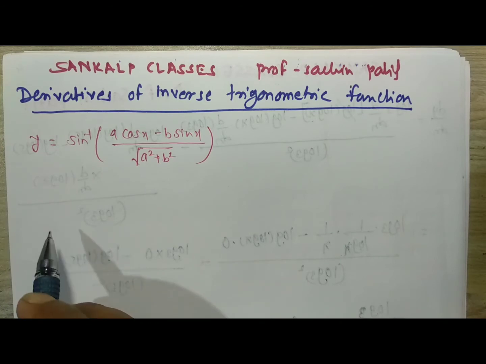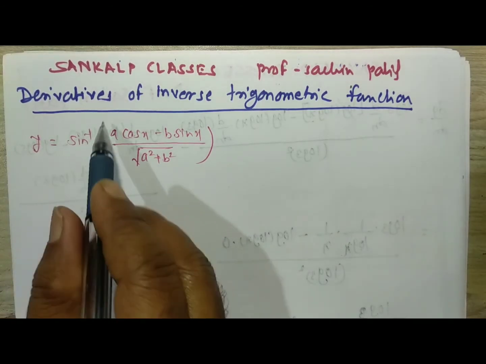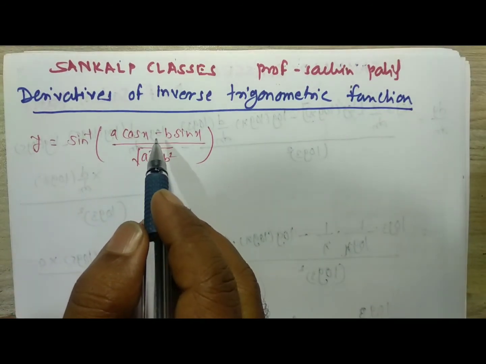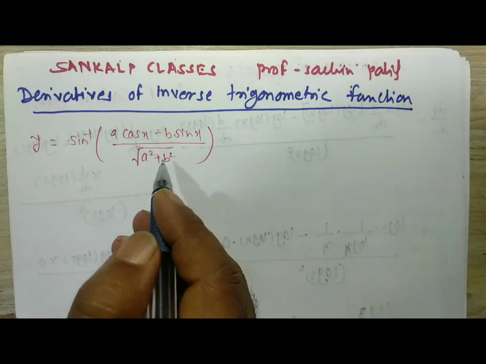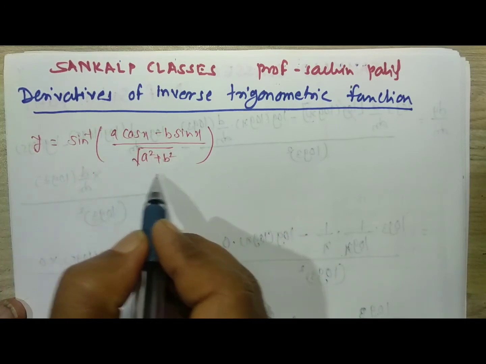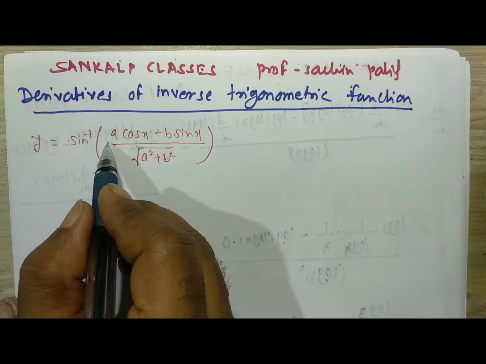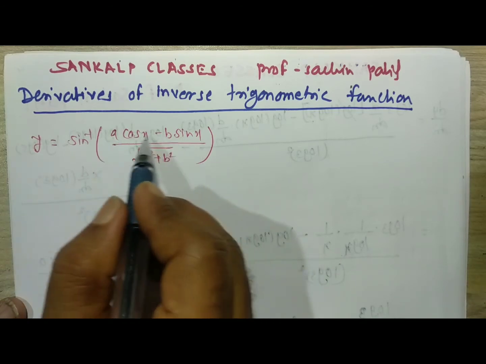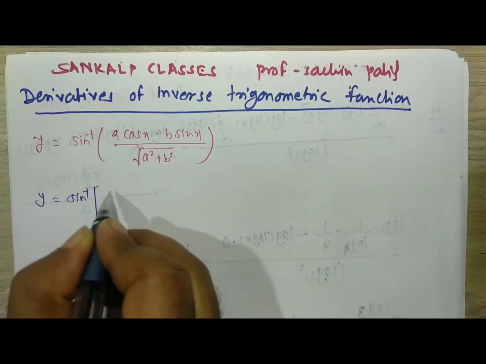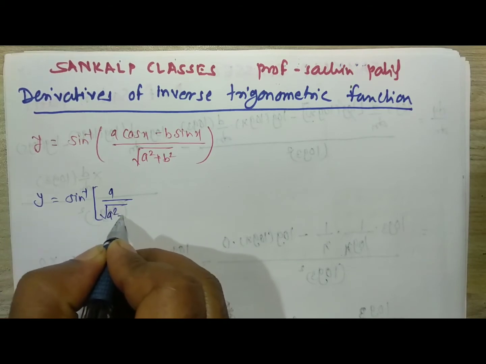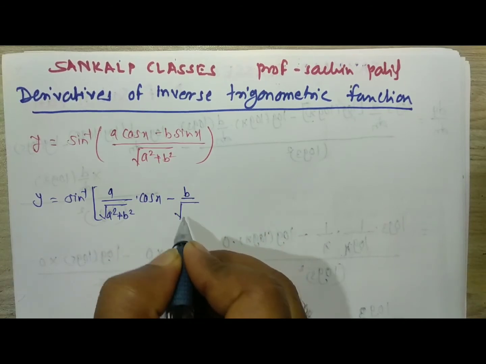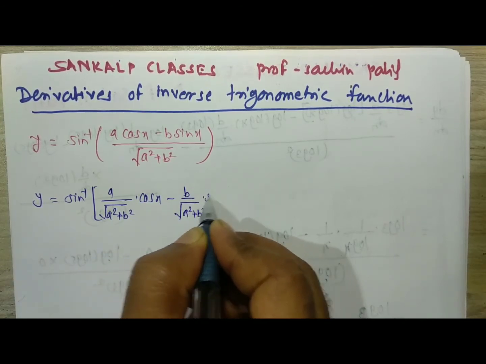Now consider this another expression, which is nothing but sine inverse inside the bracket (a cos x minus b sin x) divided by square root of a square plus b square. We know that this square root of a square plus b square is the denominator of both terms, and therefore we can write y is equal to sine inverse inside the bracket a divided by square root of a square plus b square into cos x minus b divided by square root of a square plus b square into sin x.